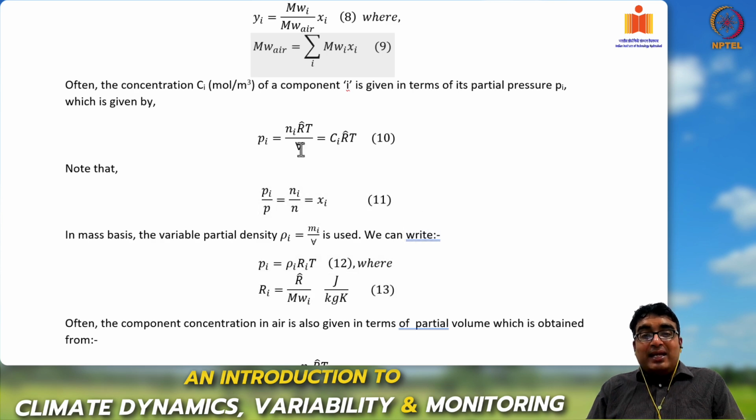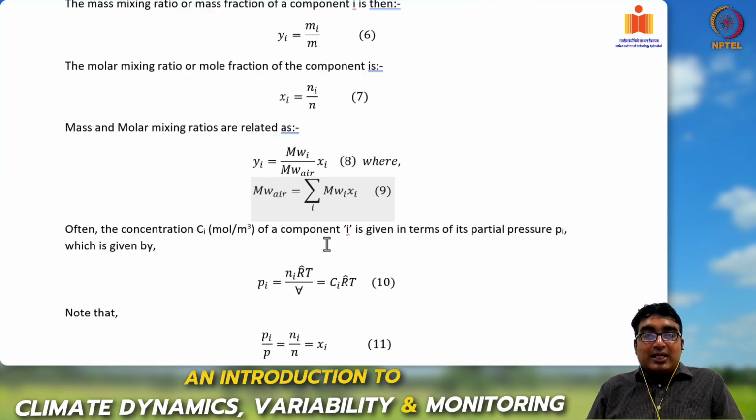So we can write this expression in a slightly different way. Instead of the universal gas constant, we can use the mass-based gas constant for the mixture. If you do R by molecular weight of i, that becomes Ri. And Ni by V, multiplied by the molecular weight of i, becomes rho i.